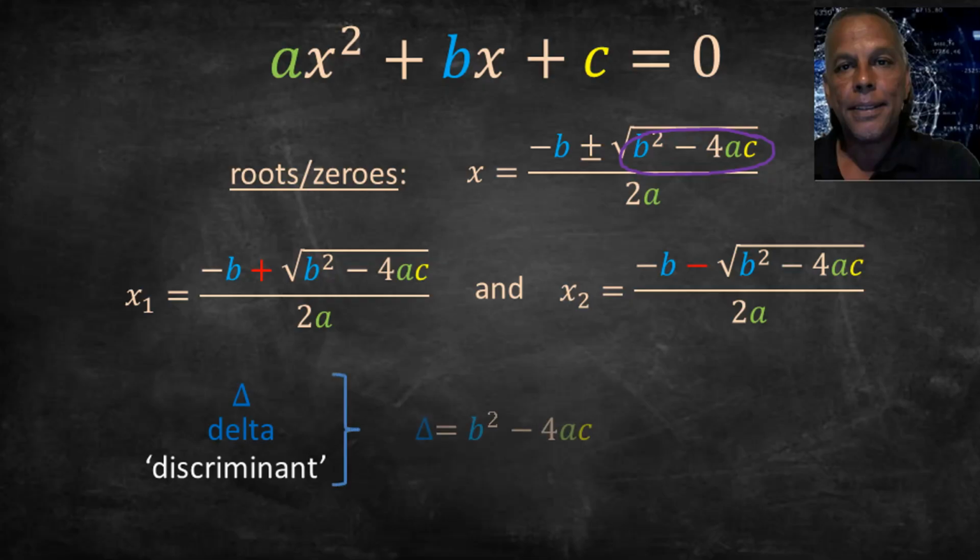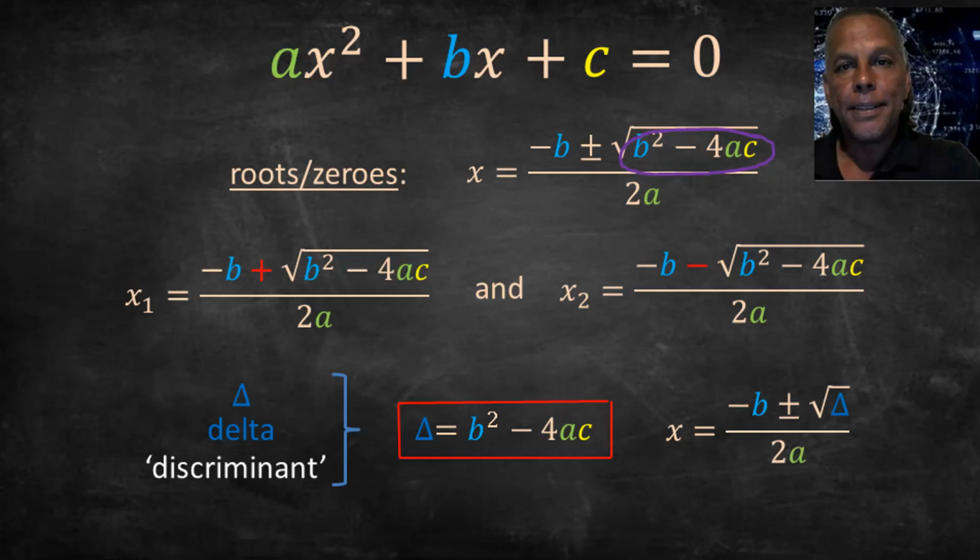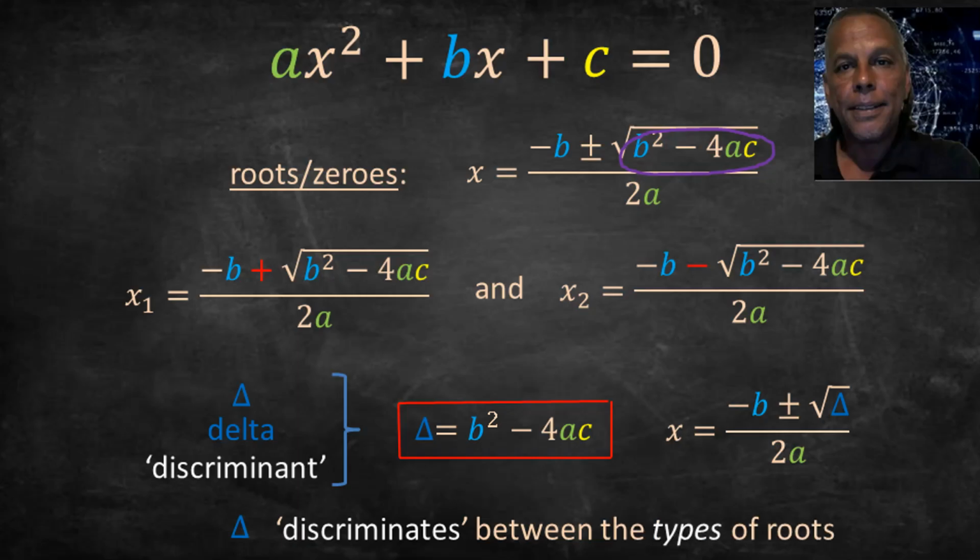So delta equals b squared minus 4ac, and we can rewrite the quadratic formula in terms of delta. It will be negative b plus or minus the square root of delta all over 2a. We say that delta is a discriminant because it discriminates between the types of roots. In other words, the value of delta tells us what type of roots a particular quadratic equation has. When it comes to the nature or the types of roots of a quadratic equation, there are 4 cases.